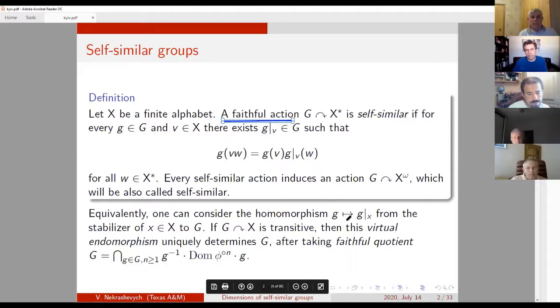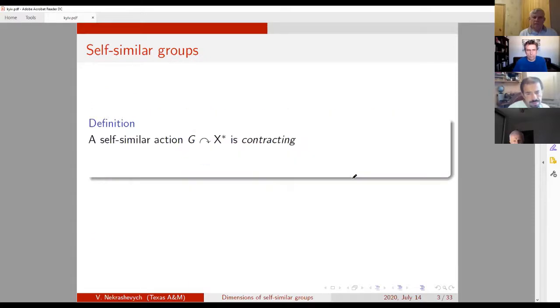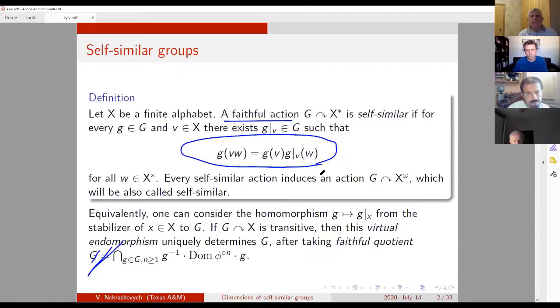might happen that the virtual endomorphism is defined on some bigger group, but then if you iterate it, take domains of iterations, take the core, intersect. Well, here I had to take not G but the quotient by this subgroup. So the quotient by this intersection is the faithful action, the faithful quotient. That's what we'll call it. Anyway, so the main definition is this, and I will give you a couple of examples in a minute.